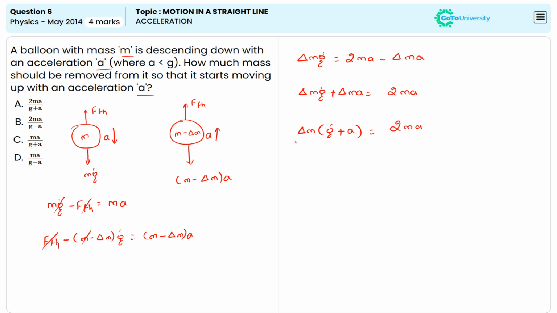Then the delta m is nothing but the mass that I am going to remove from the balloon. Then delta m is equal to 2ma divided by g plus a. This much mass I am going to remove from the balloon. Then our right option is delta m equals 2ma divided by g plus a. That is option A, the right answer.